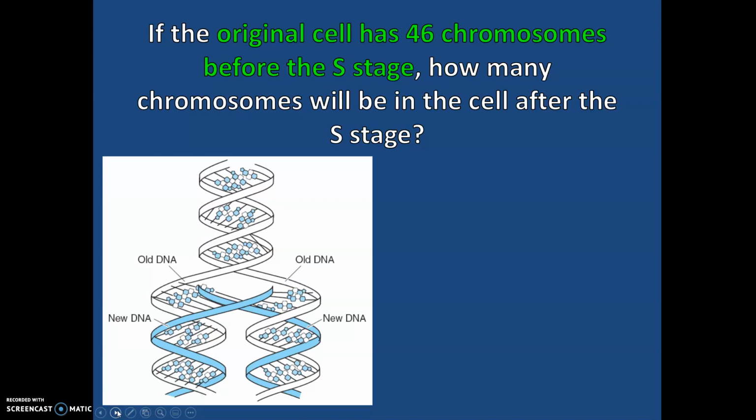So go ahead and write down how many chromosomes we have in an original cell. So if in the original cell we have 46 chromosomes before the S stage, how many chromosomes will be in the cell after the S stage? So if you remember, during the S stage we have DNA replication, or when DNA is copied. So if we have a copy of 46 chromosomes, how many chromosomes in total will we have?